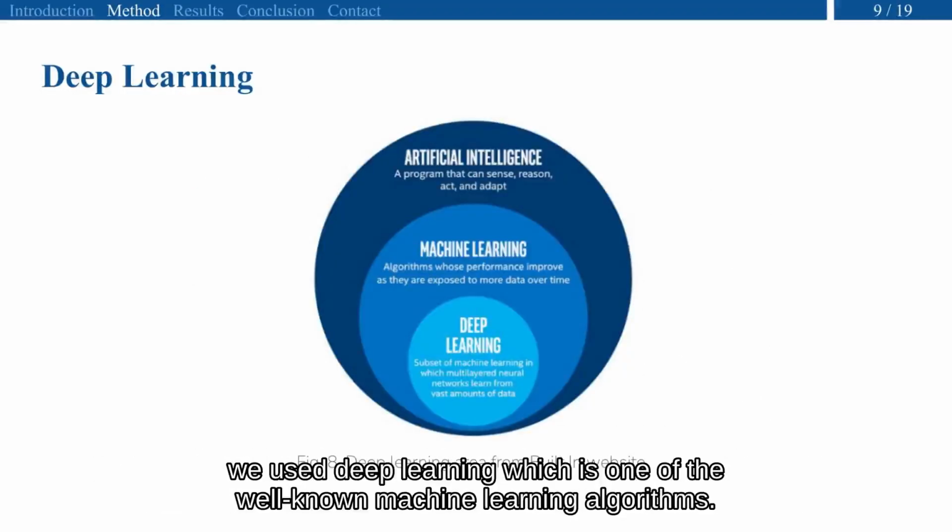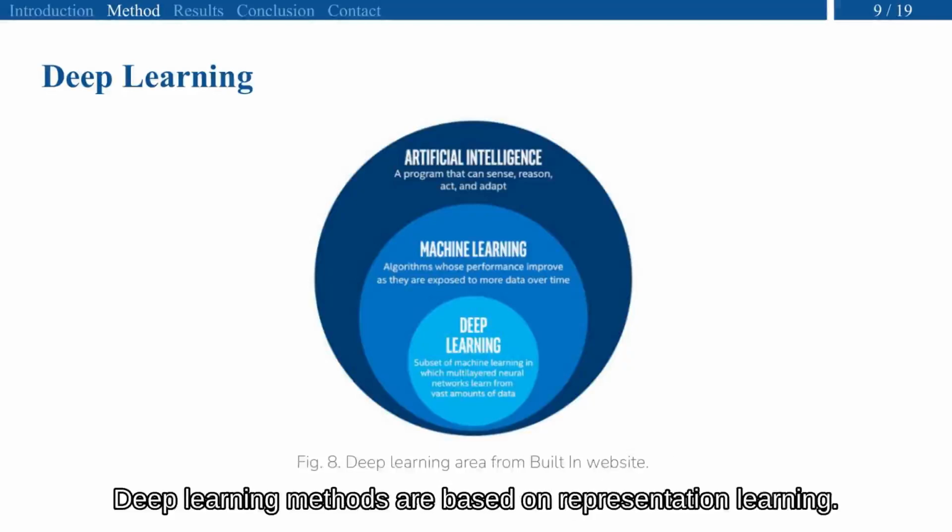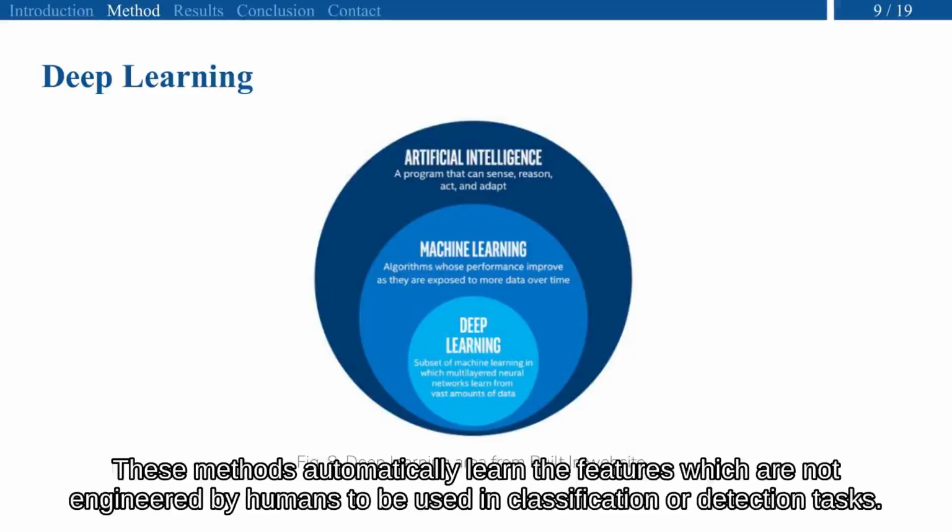We used deep learning, which is one of the well-known machine learning algorithms. Deep learning methods are based on representation learning. These methods automatically learn the features, which are not engineered by humans, to be used in classification or detection tasks.